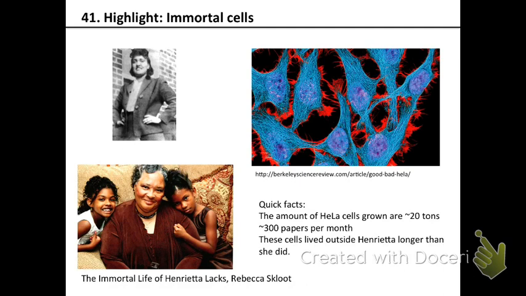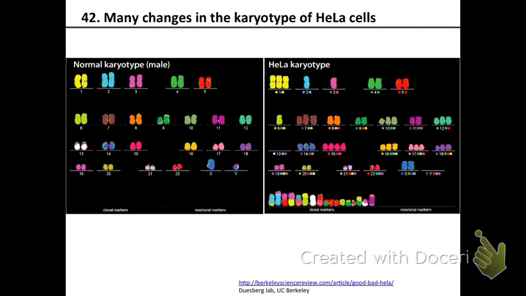All right, so how do these cells actually look? They've been distributed to all the labs across the world, and these cells have basically adapted to lab conditions. They can live, they can divide a lot in a dish, right? So if you look at the karyotype of these cells, it is amazing that they look very, very different from a normal karyotype. So this is the normal karyotype of the male, and this is the HeLa karyotype.